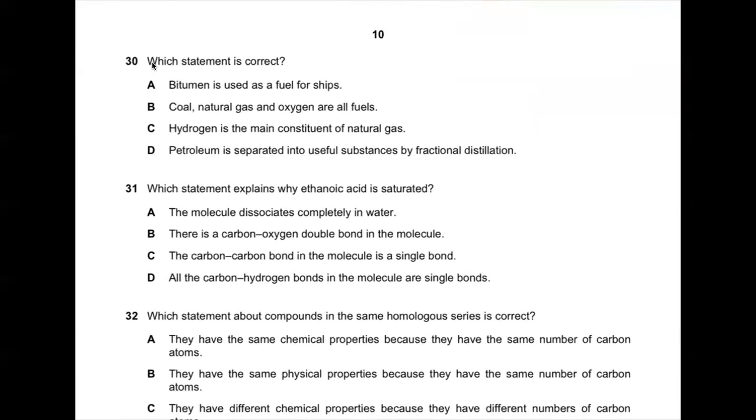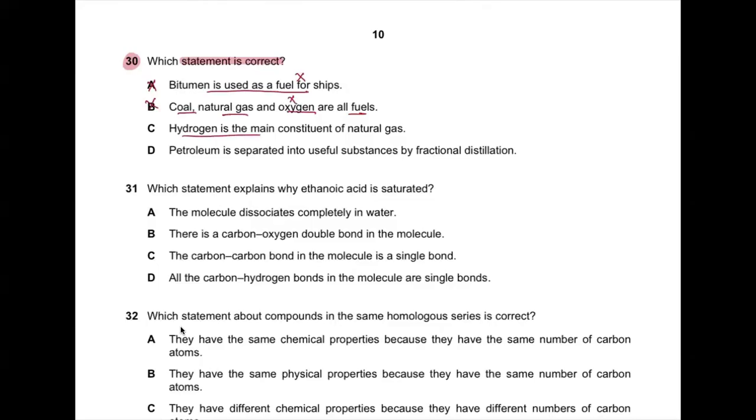MCQ number 30, which statement is correct? Okay. Bitumen is used for fuel ships. No, it's for road making, for construction of a road. So A is wrong. Coal, natural gas, and oxygen all are fuel. No, oxygen is used to burn the fuel. Oxygen is not a fuel.